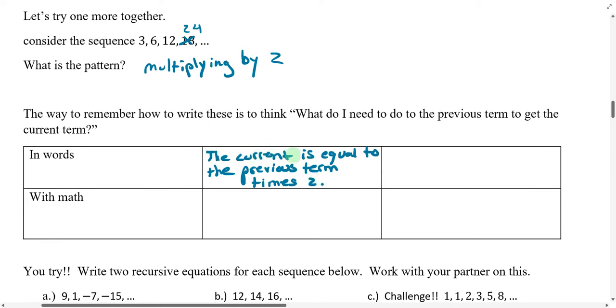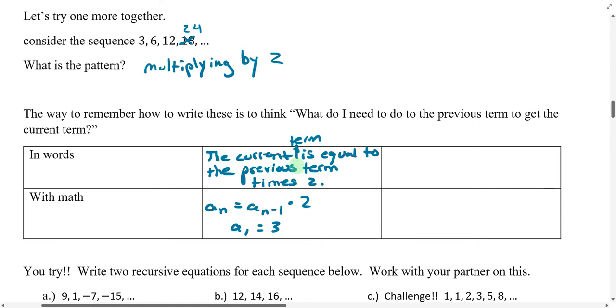So I'm going to say, and I should say the current term, right? So the current term, which is a sub n, is equal to the previous term, which is a sub n minus 1, times 2. So there we go. And then just define a starting point. You always have to get that starting point. You have to tell me what a sub 1 is going to be. So I just go to my sequence and I see it starts at 3, so we'll say a sub 1 must equal 3. All right.